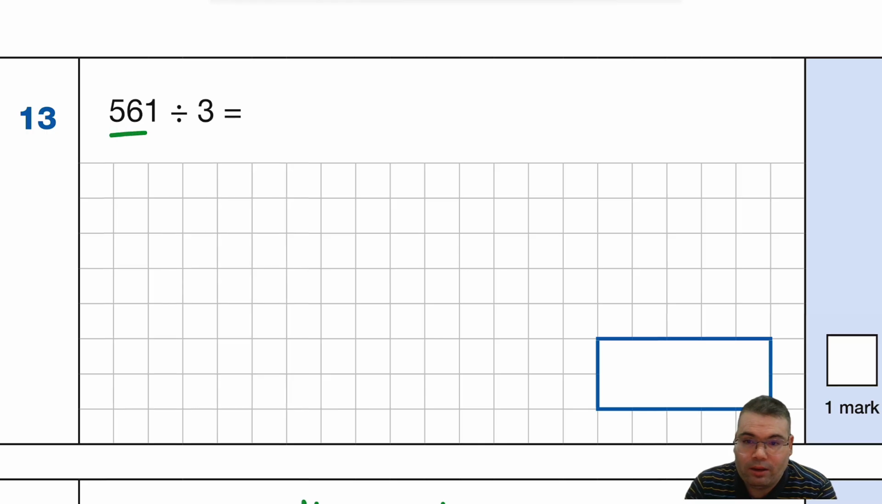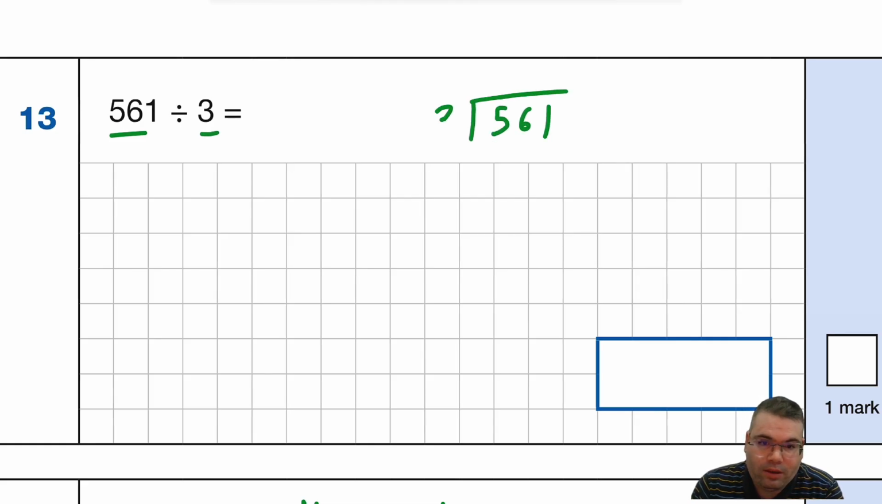561 divided by 3. One is the normal method to do that. The other one is division by partitioning. So let's just do both the ways over here. First one is 561 divided by 3. So 3 times 1 is 3. 2. 26. 3 times 8 is 24. 21. 2 left. 21. 3 times 7 is 21. So your answer is 187.